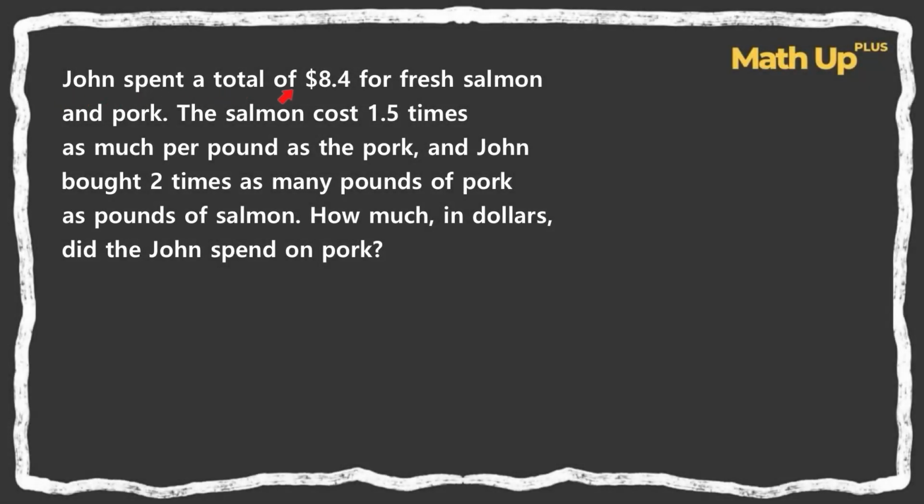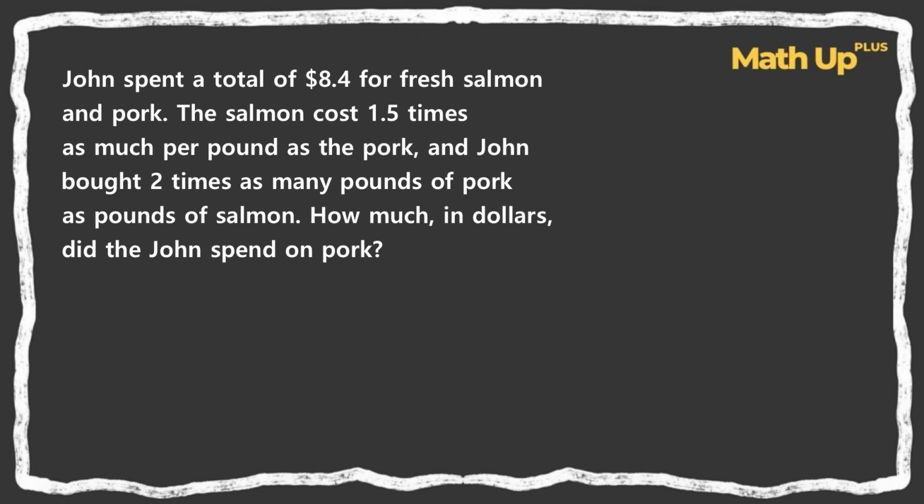John spent a total of $8.4 for fresh salmon and pork. The salmon cost 1.5 times as much per pound as the pork, and John bought 2 times as many pounds of pork as pounds of salmon. How much in dollars did John spend on pork?